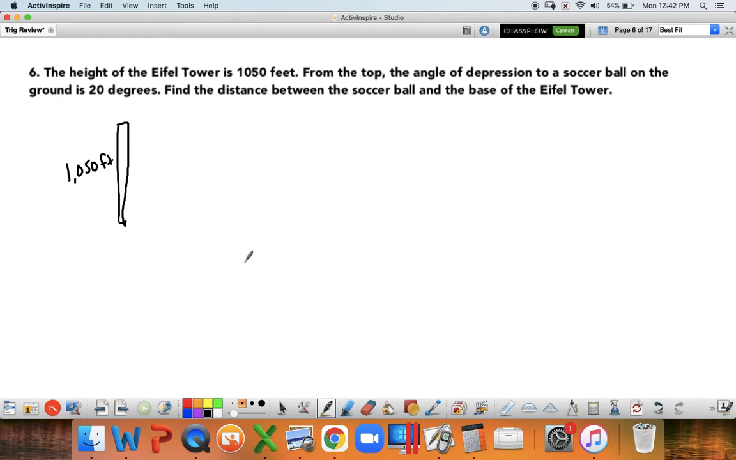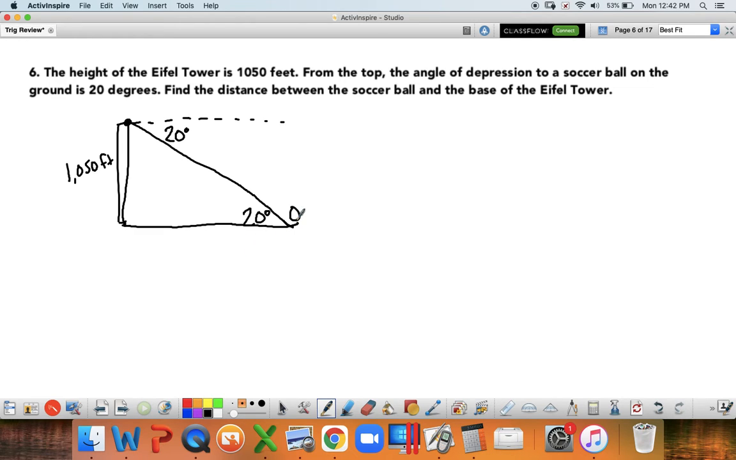There we go. It's our Eiffel Tower. From the top, the angle of depression, so we've got a soccer ball over here. Now it says the angle of depression, right? These ACT trig questions love to use this. So the angle of depression is always from a horizon. So if I'm up here, it's going to be from the horizon down. That would mean that this is 20 degrees, which means this is also 20 degrees. So make sure you draw that picture correctly.